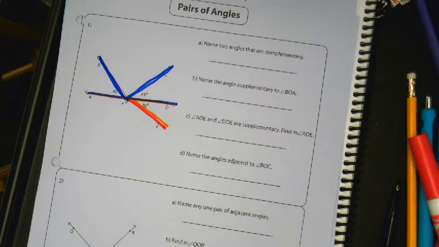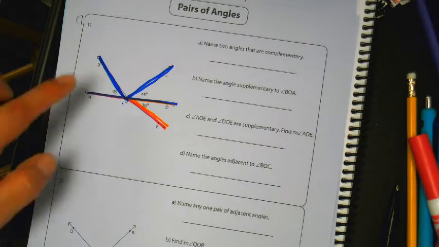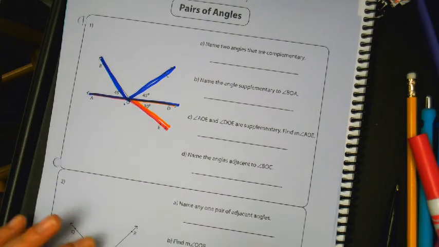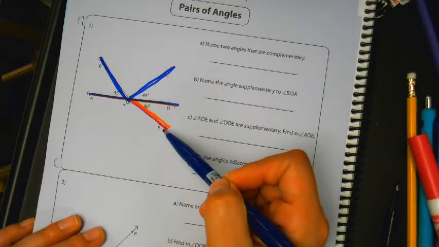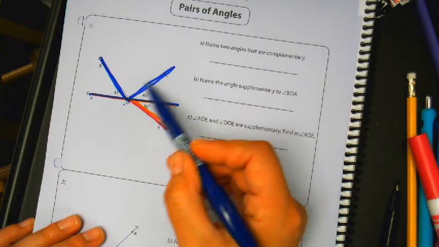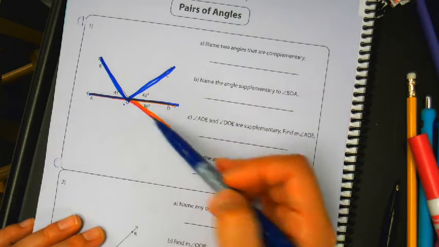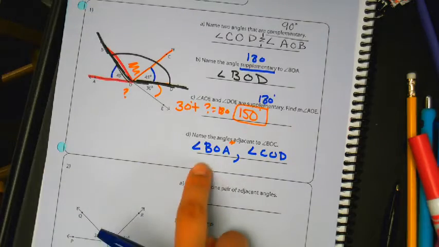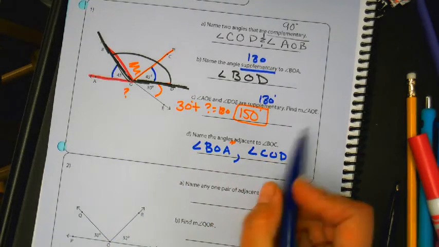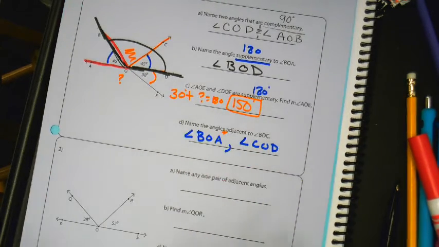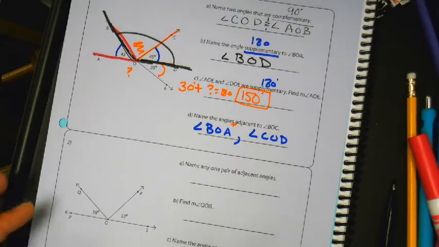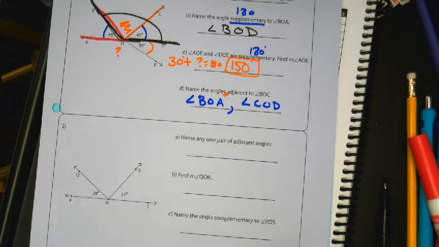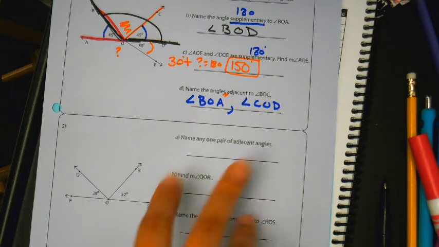You could say BOE, you could say COE, DOE. COE, BOE. But we'll just stick with these two. BOA and COD are adjacent. It's like a puzzle. 100% like a puzzle. And it gets really distorted because of all the colors.